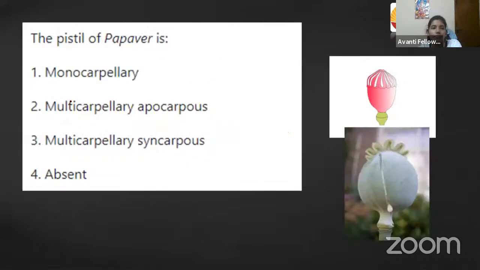Right. And the pistil of Papaver is: monocarpellary, multicarpellary apocarpous, multicarpellary syncarpous, or absent. So can anyone tell me, just answer in the poll, what kind of pistil you can see, or is there a pistil? If there is a pistil, what kind of pistil? Monocarpellary or bicarpellary? If bicarpellary, which kind of bicarpellary? Oh, I'm getting answers. We'll see.